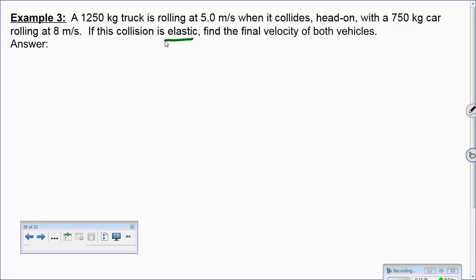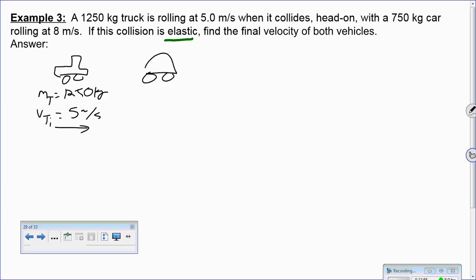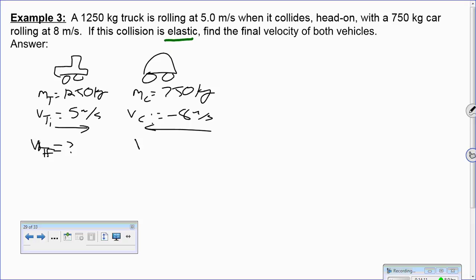So we're going to come up with 2 equations. First of all, you should make your drawing, right? So I'll do this kind of quick. We've already got this. Mass of the truck, 1,250 kilograms. Velocity of the truck initially is 5 meters a second. Velocity of the car initially is negative 8 meters a second. And we're looking for the final velocity of the truck and the final velocity of the car.